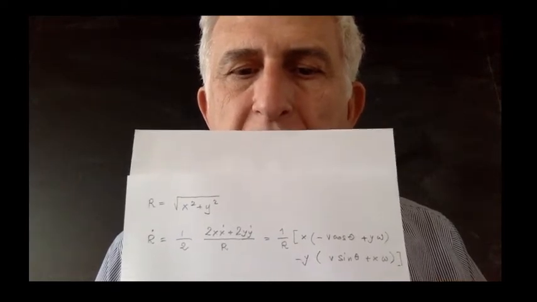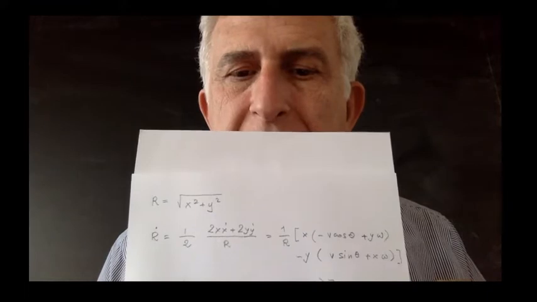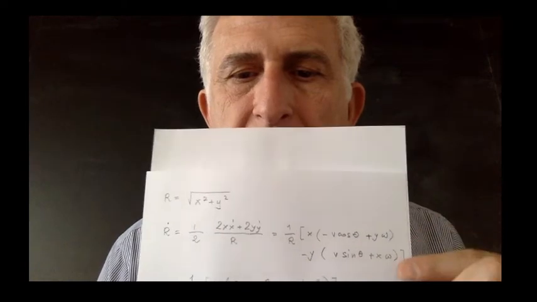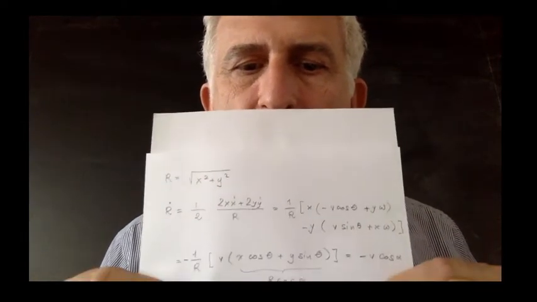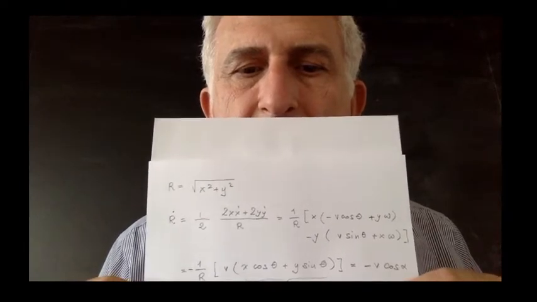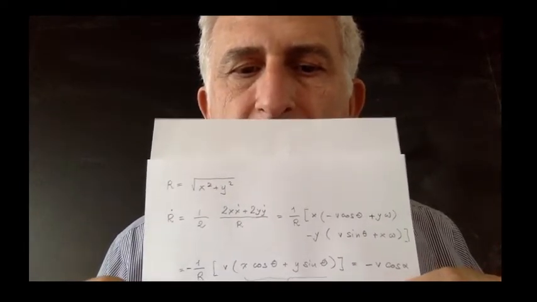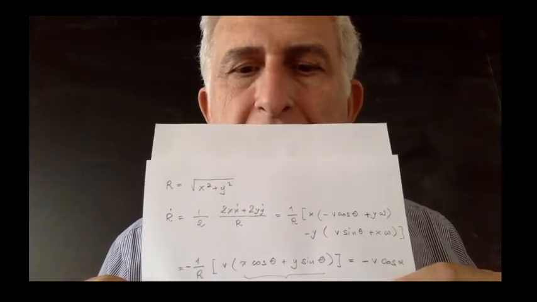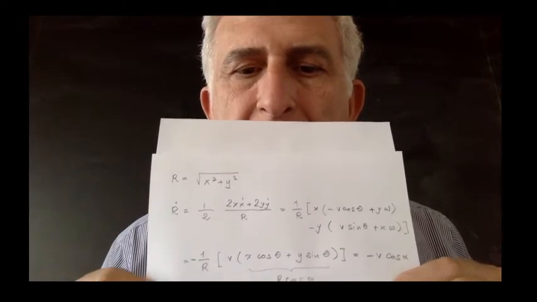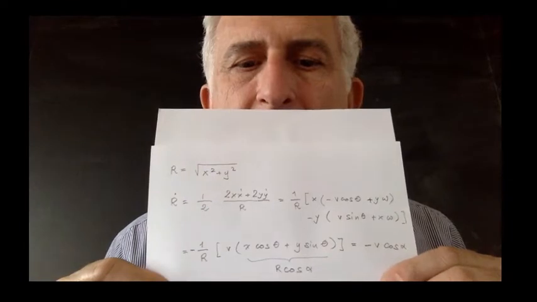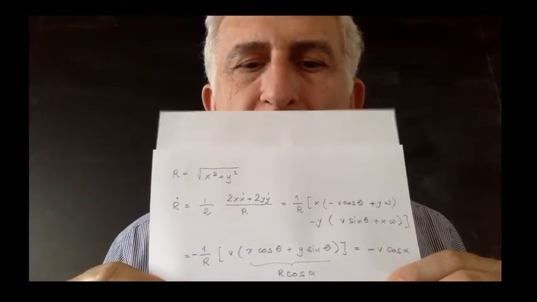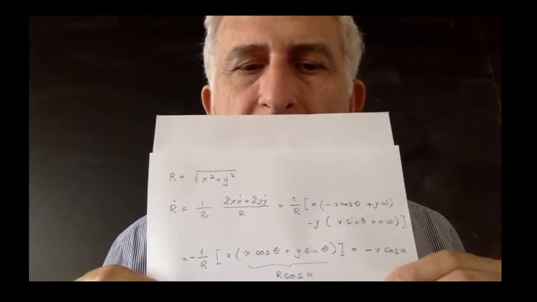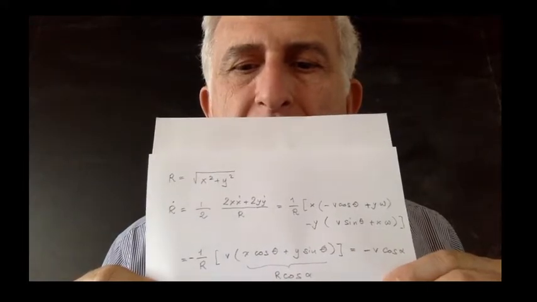Now, if you look at this expression in the square bracket, you recognize that the second term in the two parts, this one and this one, will cancel out. So what remains is essentially a minus sign that you factor out, 1 over r, and then v, which you can factor out, x cosine theta plus y sine theta. And this is nothing else than the r cosine alpha that we have just proved in the previous slide. So you simplify the r, and the final equation is r dot equal minus v cosine alpha.